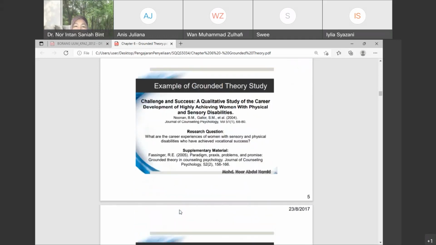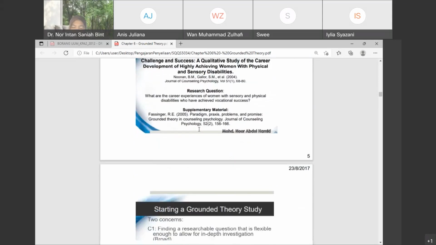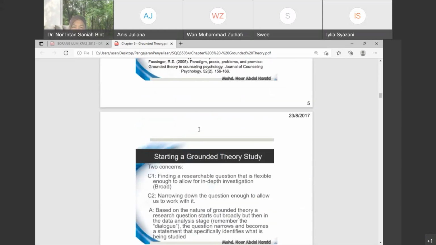Okay, so you can see here what the research question is. What are the career experiences? So you can have many answers when they are interviewed, right? So the researcher needs to prepare some theoretical base to guide them. Okay, so for supplementary material, I think I don't have it, but if you want to find out, you can go on. Okay, this one on the paradigm praxis problem may supplement your readings from this paper. Okay, later I will share this paper.